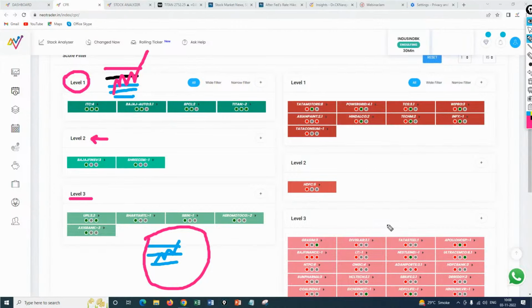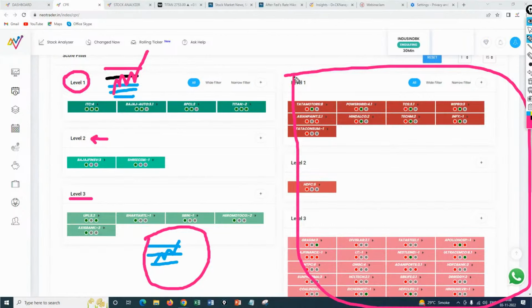Okay, and over here, in bearish, the exact opposite happens. It breaks down below CPR, goes below S1 and goes below the previous day's low.